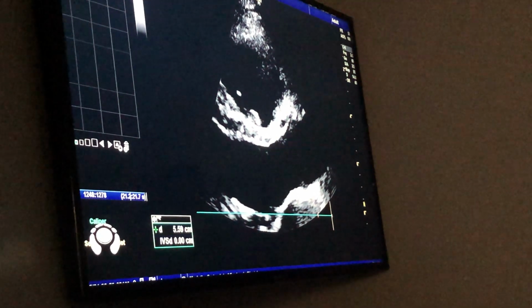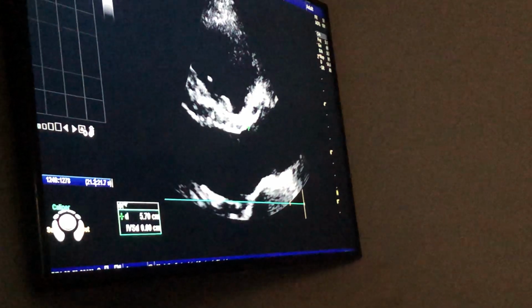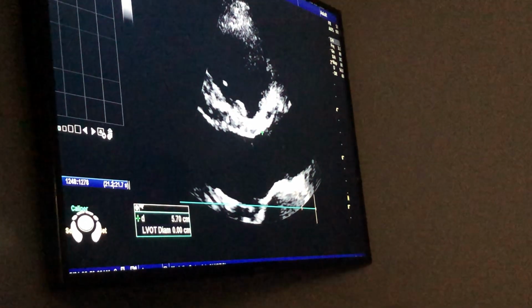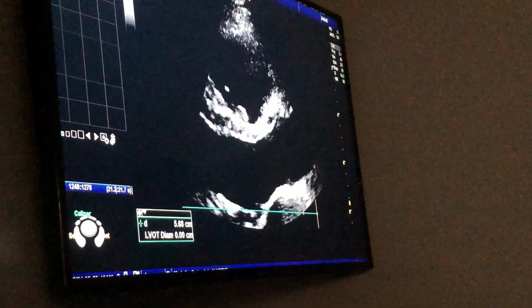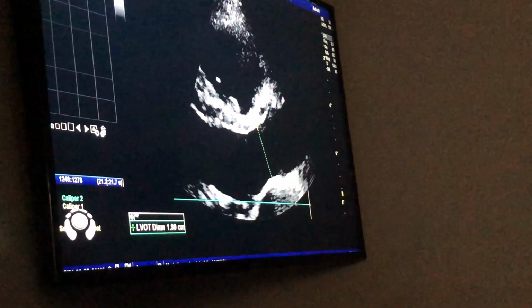This is called the left ventricular outflow tract, or LVOT. So we're gonna measure the LVOT diameter. Don't worry about what the numbers are, what's normal and what's abnormal at this point.